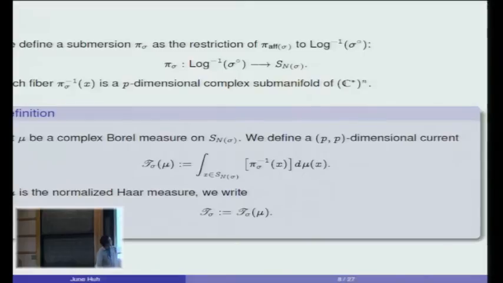So you define a certain complex p,p dimensional current T sigma of mu associated to any complex Borel measure on the real compact torus associated to the normal lattice of sigma by integrating along the fiber. Each fiber is a complex manifold. That's a p,p dimensional current. I can take the average of it with respect to any complex Borel measure. The value of the measure is a complex number.